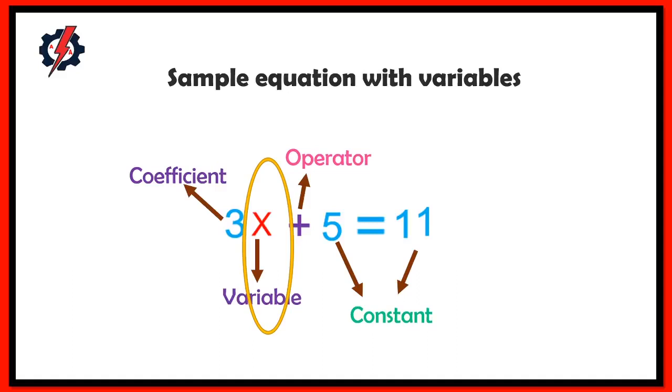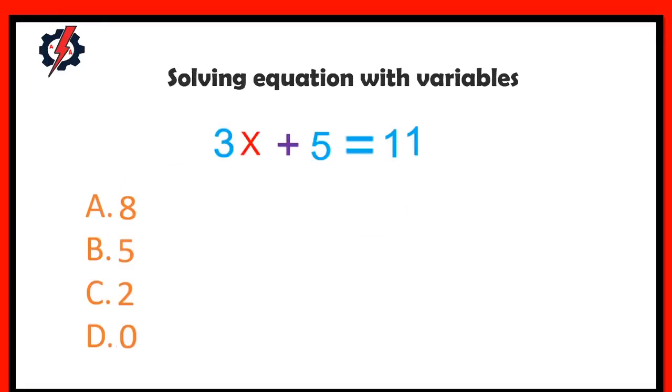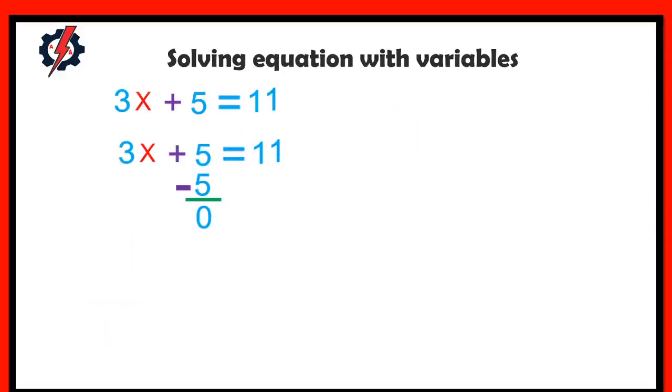The point of solving the variable is to find the number behind the variable. In our case, the variable is x. In our first problem, we're going to find the value of x. And the choices are 8, 5, 2, and 0. First, we need to subtract 5 in order to simplify the problem.